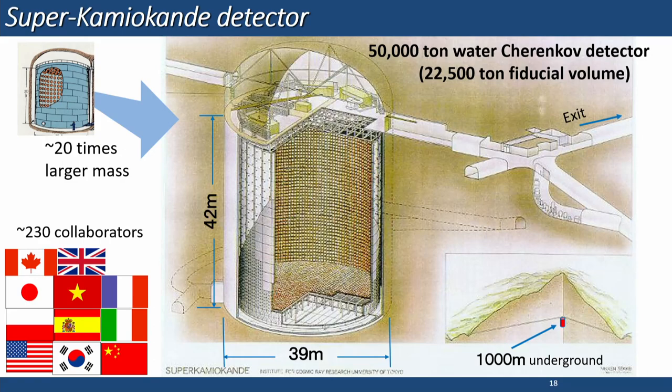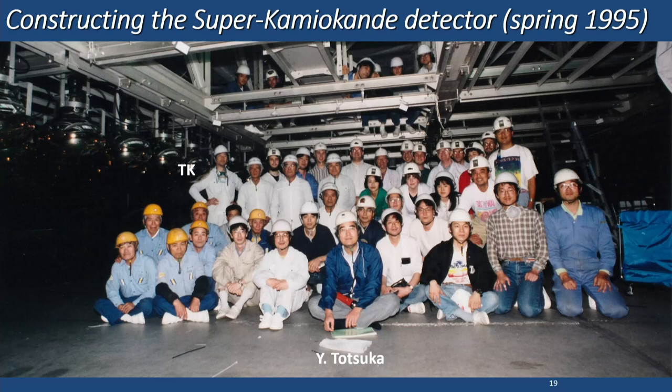Anyway, in the last year of the construction, our collaborators came to Kamioka underground to construct the Super Kamiokande detector. And this photo shows the construction of the Super Kamiokande detector. In 1995, these many people every day came to Kamioka to construct a detector. And I want to tell you that about 70 to 80% of them, maybe 80%, are physicists. So the Super Kamiokande collaboration worked underground.